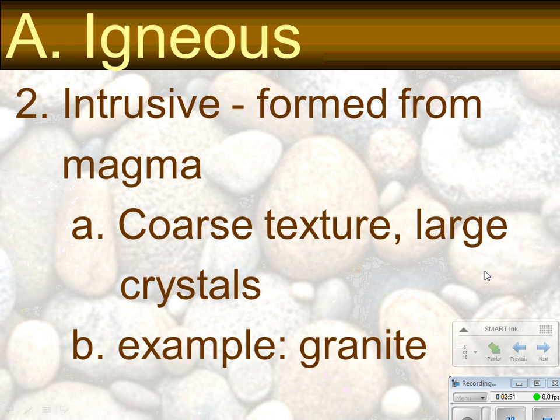Igneous intrusive rocks are formed from magma. Magma's inside of the earth. Intrusive igneous, inside of the earth. And again, remember, magma's inside the earth. It's going to have a coarse texture and large crystals because the temperature is warmer inside of the earth, so it's able to cool slower so that the crystals can grow bigger. And an example is going to be granite. You'll see that in class.